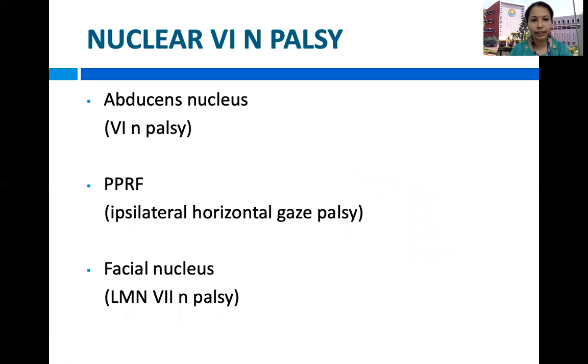The nuclear sixth nerve palsy is characterized by sixth nerve palsy along with ipsilateral horizontal gaze palsy due to the involvement of parapontine reticular formation, as well as an ipsilateral seventh nerve palsy or a facial nerve palsy because of the adjacent facial nucleus, which is present close to the sixth nerve nucleus.